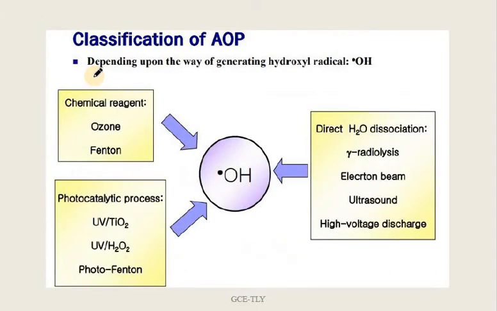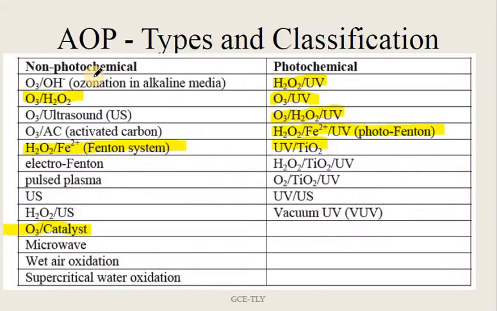Okay. So classification of AOP can be done using chemical reagent, photocatalytic process, or direct H2O2 dissociation. Any one can form the OH radical. So in general, AOP can be classified into non-photochemical and photochemical processes. Non-photochemical does not use UV light, while photochemical process involves UV light. And here the highlighted processes are the important processes which you will be studying.